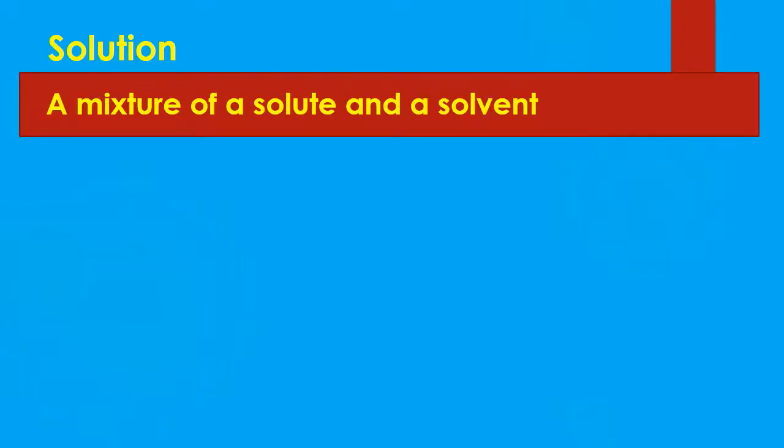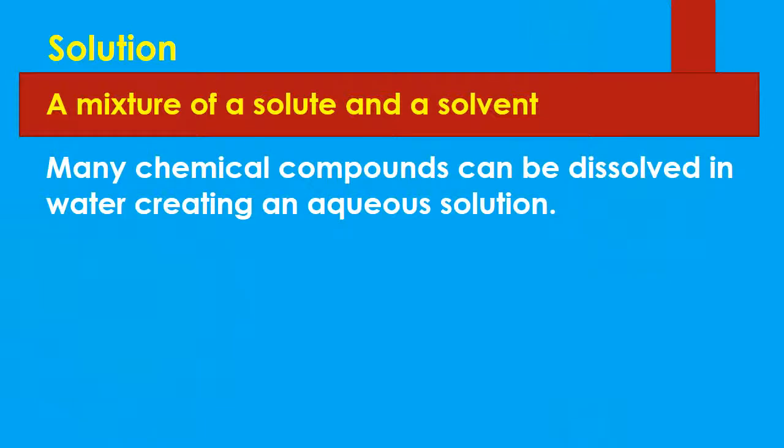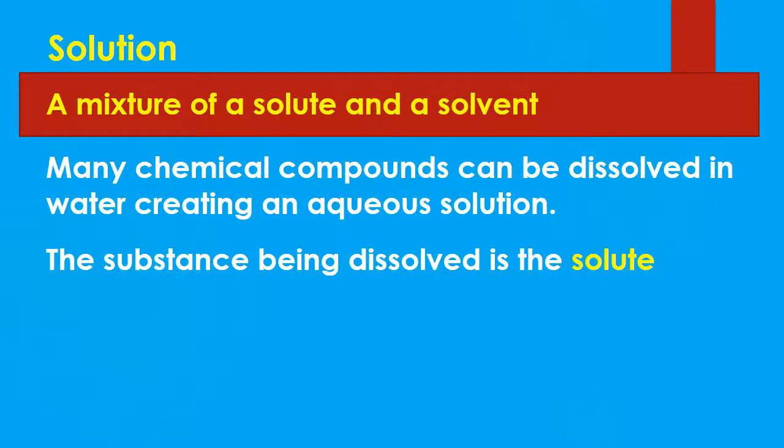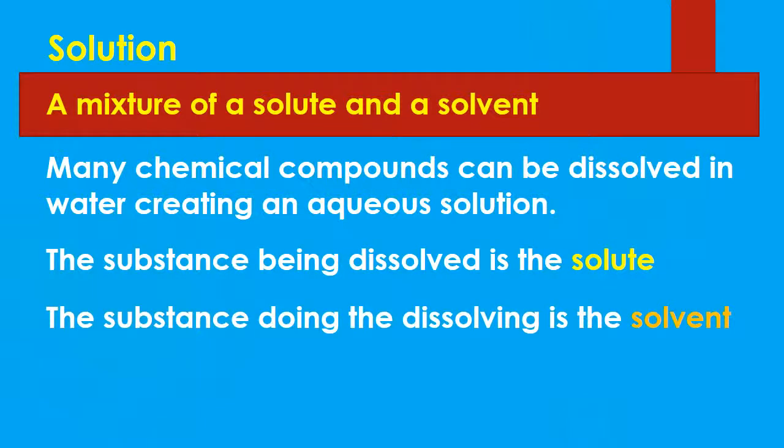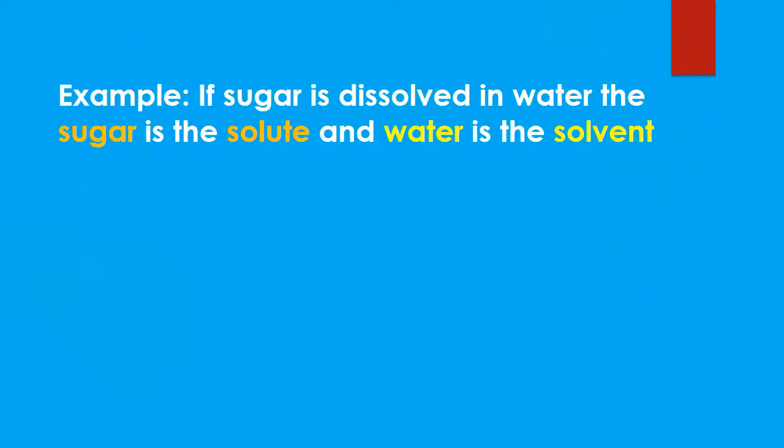A solution is a mixture of a solute and a solvent. And in chemistry, most of the chemicals we use are in the form of a solution. That means we've taken a chemical or a substance and dissolved it in water, and we've created what's called an aqueous solution. So the substance being dissolved is the solute, and the substance doing the dissolving is the solvent. So if we dissolve sugar in water, sugar is being dissolved, so sugar is our solute. Water is doing the dissolving, so water is our solvent.